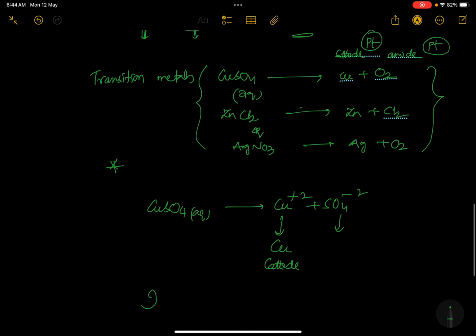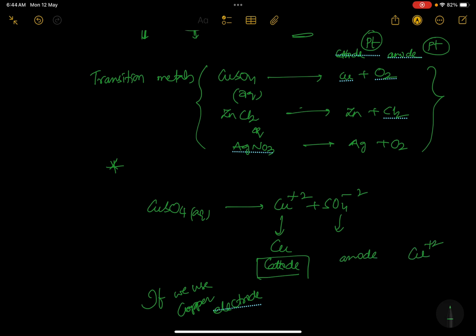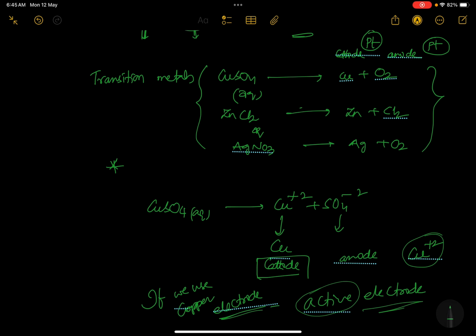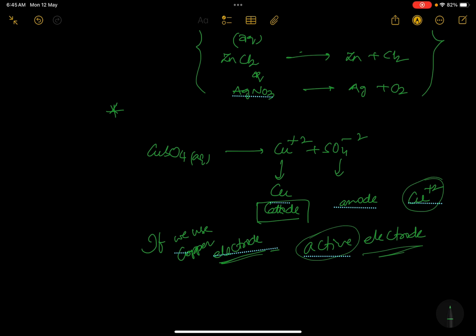But if we use copper electrodes instead of platinum electrodes, then this is the cathode product, and the anode product is very interesting. You will be getting Cu+2. That's why this kind of copper electrode is called an active electrode. The cathode product is the same, but the anode product is going to be completely different. That means whatever ion you are getting, the same ion is going to be discharged at the anode.